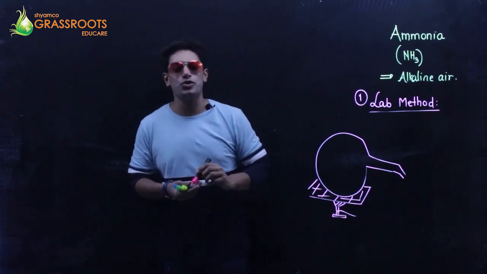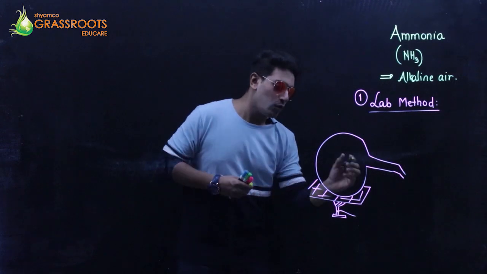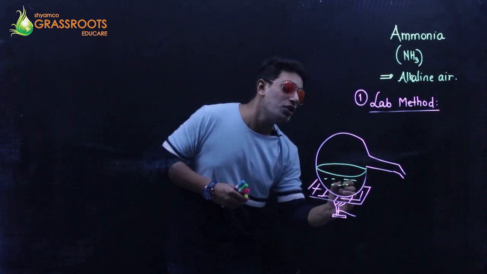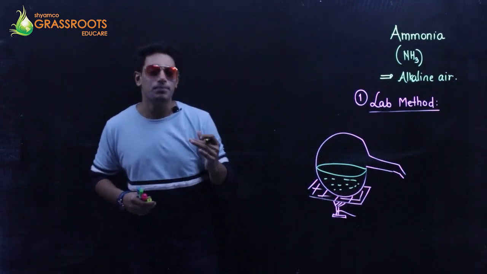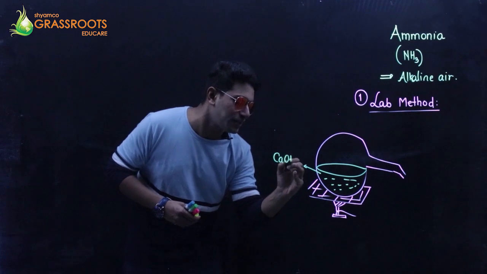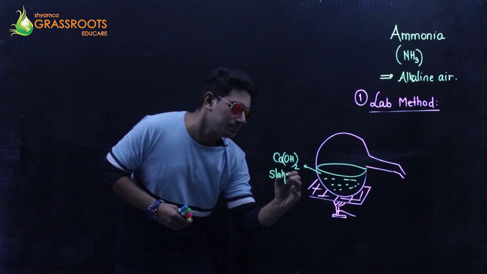Okay, the reactants which we're going to use out here, right, it's going to be slaked lime, which is obviously taken in a higher ratio. A good amount, a good proportion of slaked lime is taken. We call it calcium hydroxide. That is Ca(OH)2. It is a base.